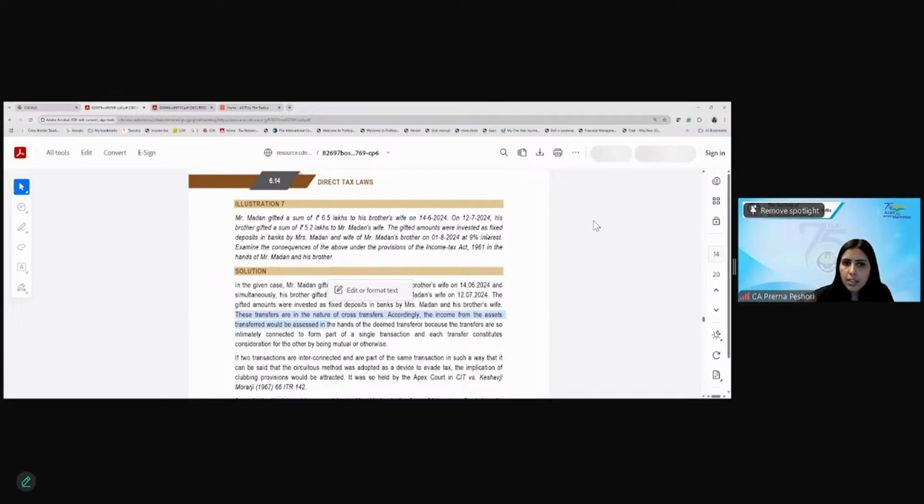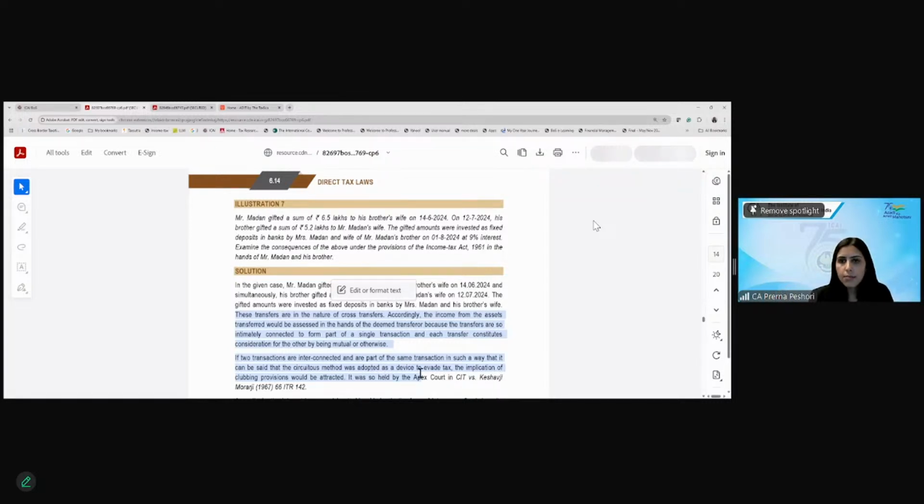If you write, your and their language, let's say this question is for 5 marks in exam, you may get 2.5 if you do not write this kind of language which is required over here. If you do not use the word circuitous method, it is to avoid tax or evade tax. Yes, I understood that point, ma'am.